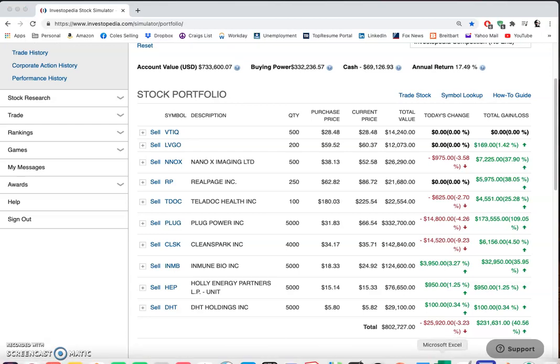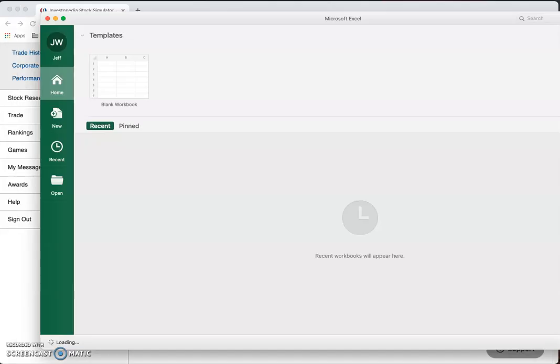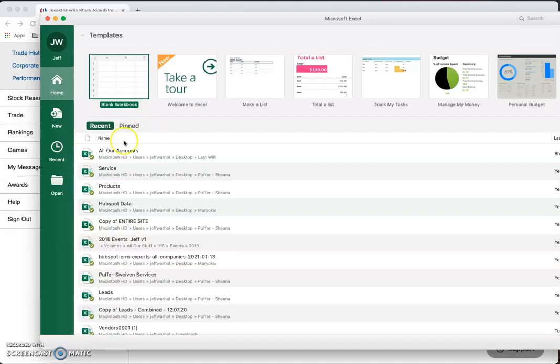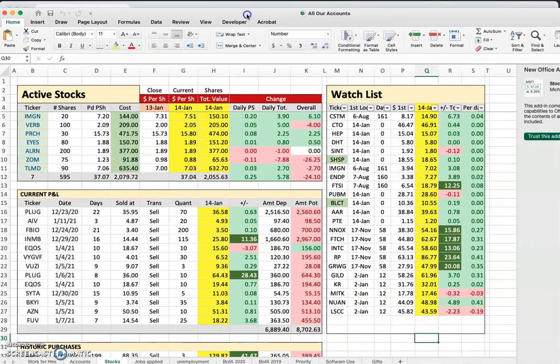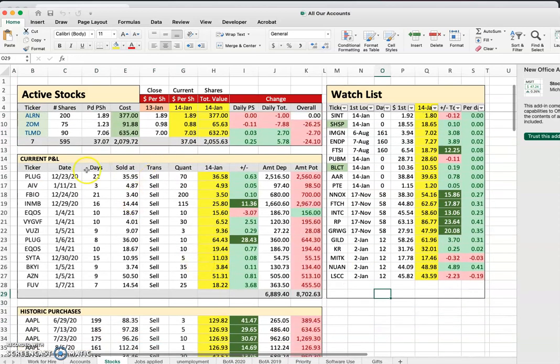Let me show you real quick here a spreadsheet that I've been keeping over time. This is one that I use to track stocks. Okay, I created this myself. And this will show you, these are the stocks that I currently have. And then what we have down here, these are the stocks that I had at one time and I sold for one reason or another.